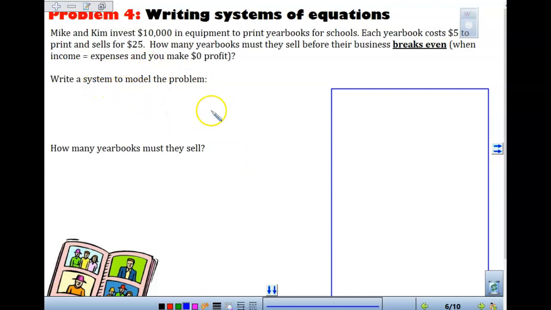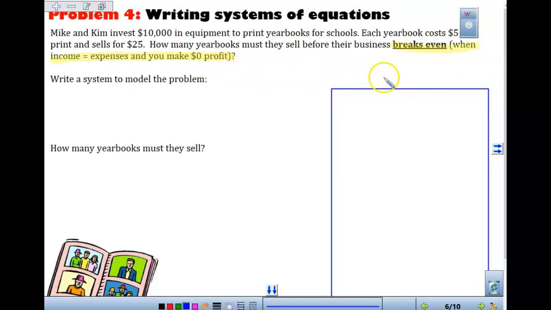Mike and Kim invest $10,000 in equipment to print yearbooks for school. Each yearbook costs $5 to print and sell for $25. How many yearbooks do they sell before their business breaks even, when income equals expenses and you make zero profit?